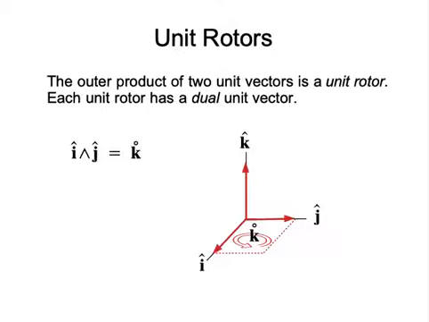The outer product of two unit vectors is a unit rotor. Each unit rotor has a dual unit vector. So we use the circle symbol for unit rotors just like we use the hat symbol for unit vectors. So we have unit vector i angle j is unit rotor k. And then the dual of the rotor is perpendicular to the rotor, completing a right-handed space. So if we curl our fingers around in the direction of rotor k, our thumb will go up in the direction of unit vector k, completing a three-dimensional right-handed space.